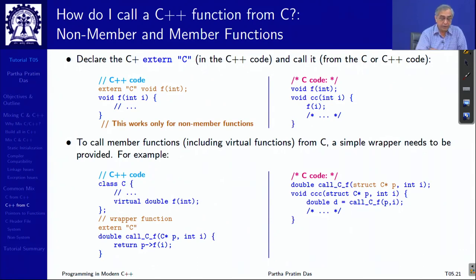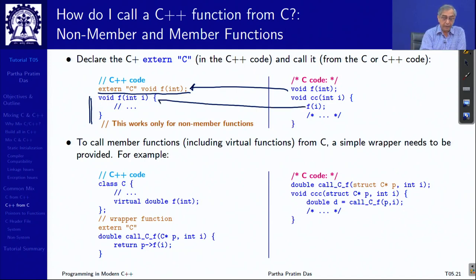So, now we have a situation of a C++ function, but for that we say extern C on that function signature, which ensures that the compiler will generate f as an unmangled name, and then from C I can easily call that function. So, if I do f(i), it will be called with no difficulties, but obviously this will work only for non-member functions, only for global functions.